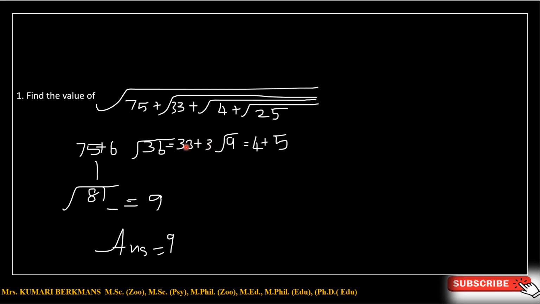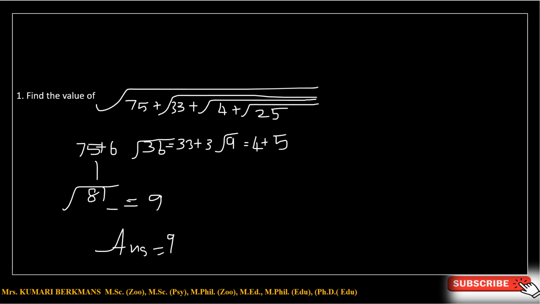So 3 plus 33, this 33. If we calculate it, it is 36. So root of 36, again we are getting 6. So 6 plus 75, it is 81. Again we have to find out the root of 81. We all know that root of 81 is 9, right? So the answer is 9.